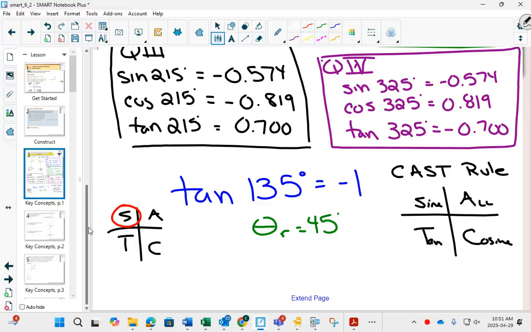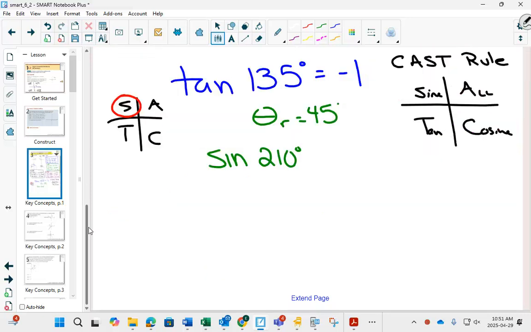Give you one more to see if you're doing mental math. How about sine of 210 degrees without a calculator? You might have to look at your special triangles because I'm pretty sure you haven't memorized them that well yet. What's your reference angle? 30 degrees? 30 degrees is the reference angle. Is 30 degrees one of your special triangles?